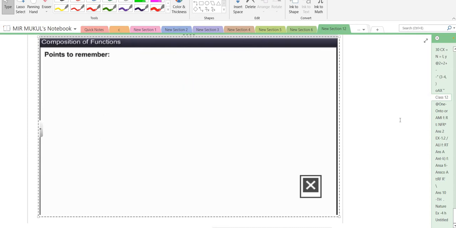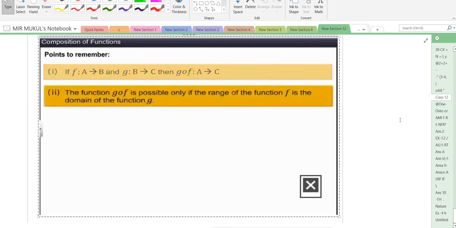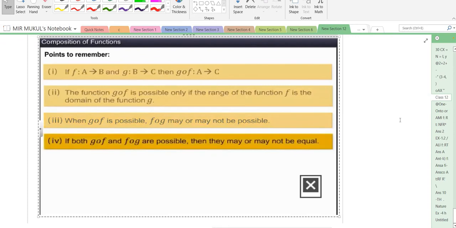Some important points to remember while forming a composition of two functions are: if f is a function defined from A to B, and g is a function defined from B to C, then the composition of f and g is a function defined from A to C. The function g circle f is possible only if the range of the function f is the domain of function g. And this point you will remember. When g circle f is possible, f circle g may or may not be possible. If both g circle f and f circle g are possible, then they may or may not be equal.